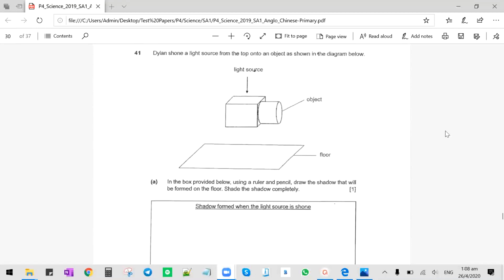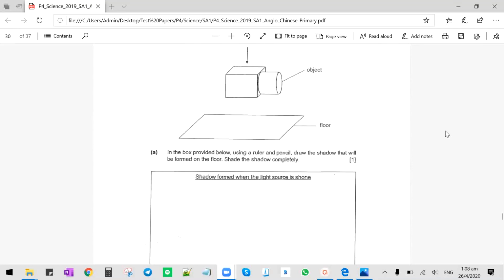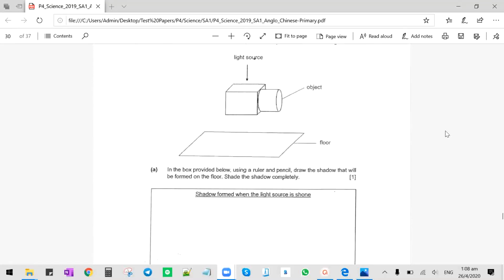Last question. Dylan shone a light source from the top onto an object as shown in the diagram below. In the box provided, using a pencil and a ruler, draw the shadow that will be formed. The light source is shining from the top. So it's going to have the box. Okay. It's going to have this box. And then it's going to have a smaller rectangle because of this object.